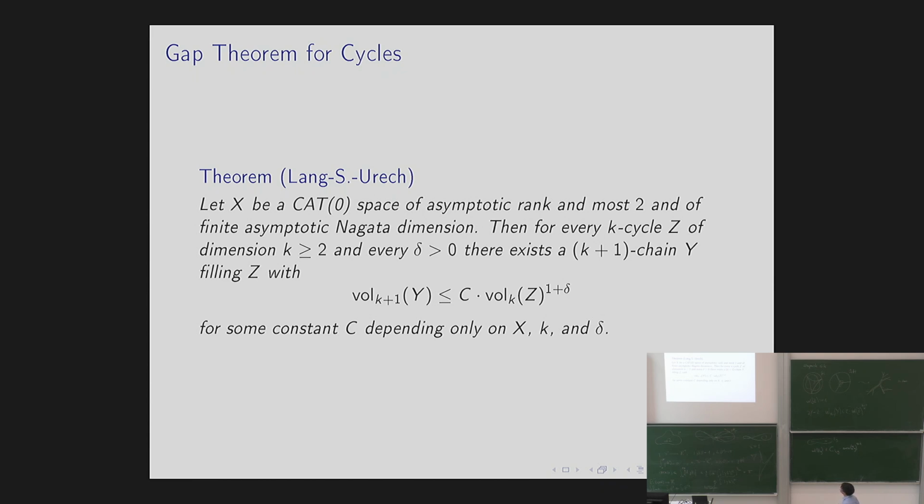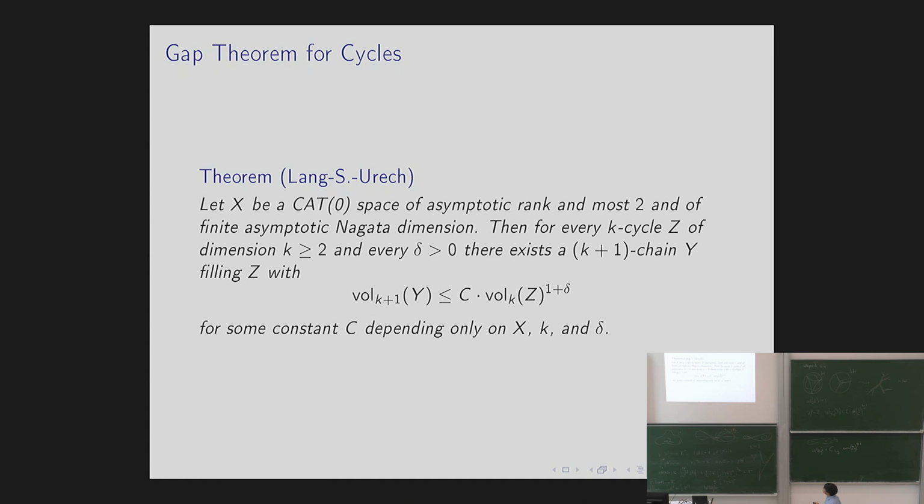So here we really forgot about the topology. It's not spheres, but general K-cycles and fillings by K+1 chains. And then we can produce this delta isoperimetric inequality, but there is some assumption.